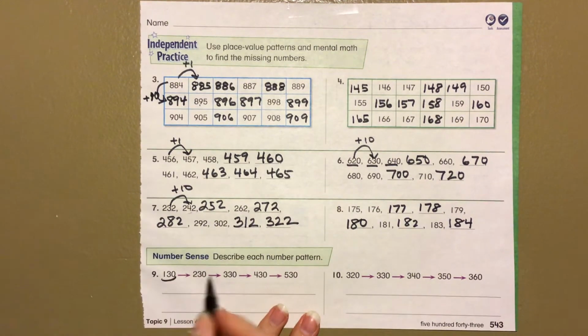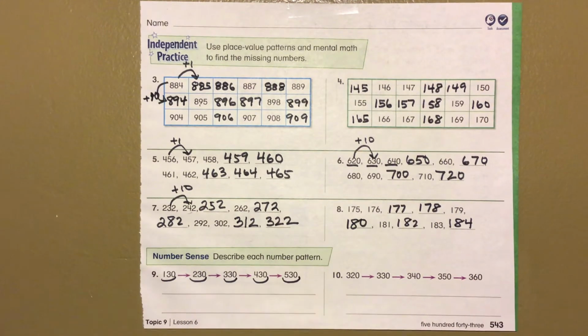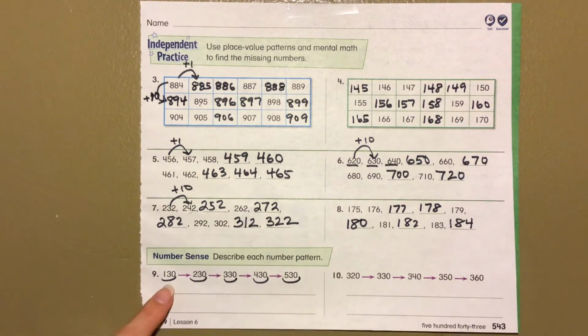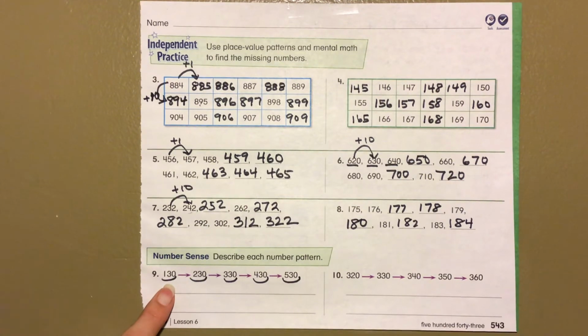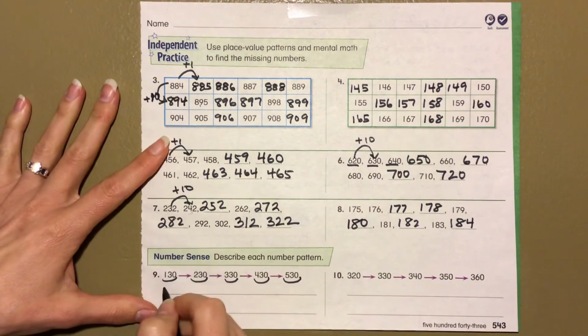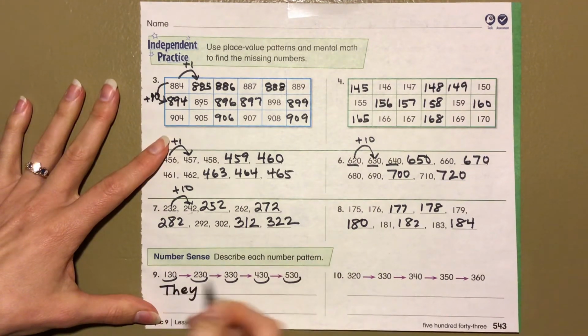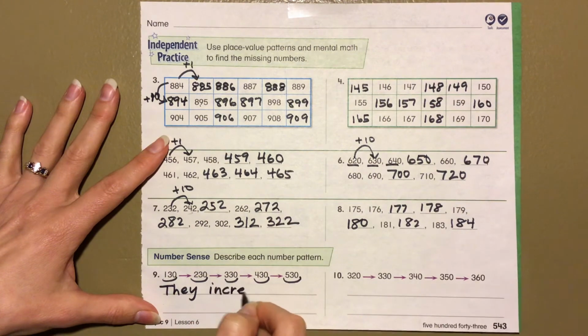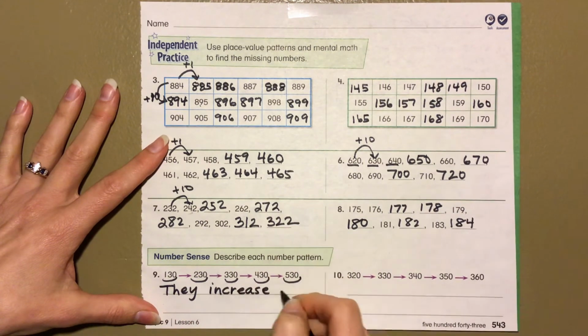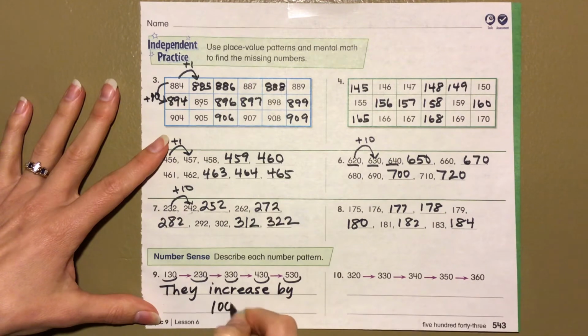We have 130, 230, 330, 430, 530. We are increasing by what? Are we increasing by +1? Nope. Is it by 10? Nope, it's by hundreds. Look at this. 100, 200, 300, 400, 500. I'm going to say they increase, that means go up by 100.